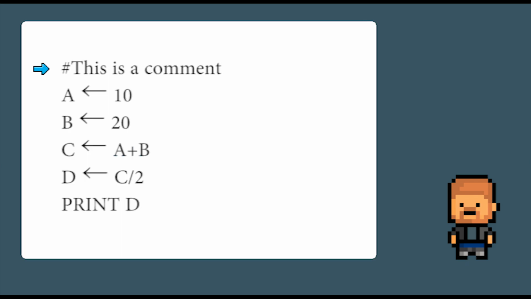Let's look at our first program in pseudocode. Okay, the first line is pretty straightforward. It is a comment. A comment is ignored by the program and is used for us humans to read. It helps us remember what something does, and if you are part of a team of programmers, it can help explain what it does to another programmer.